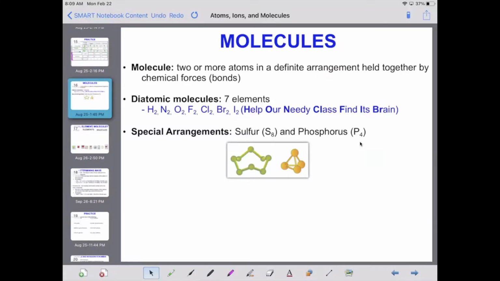There are 2 additional elements that form special molecules of themselves, and that is sulfur, which typically exists as S8, and phosphorus, which will typically exist as P4.